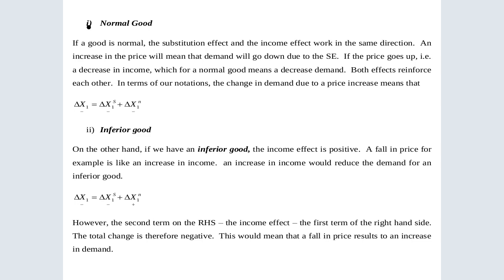So if a good is normal, the substitution effect works in the same direction. So for normal goods, the substitution effect works in the same direction, which simply means that an increase in price will mean a decrease in the amount demanded due to the substitution effect. So if the price goes up, that is a decrease in income, for normal goods.